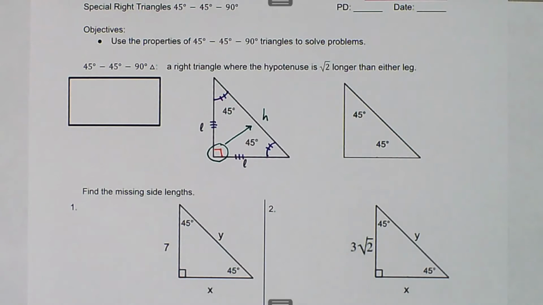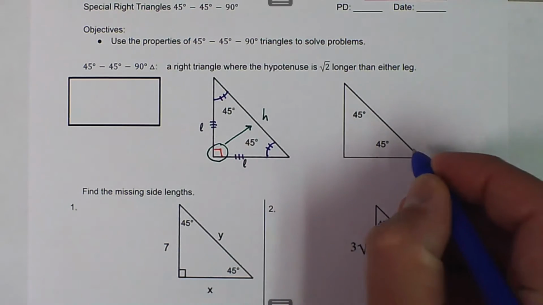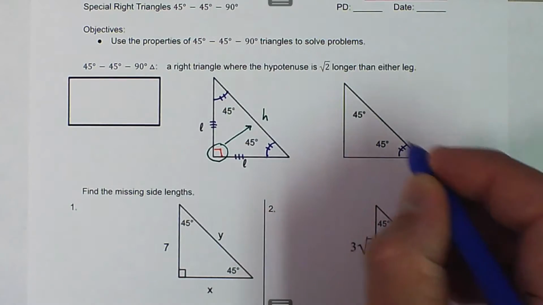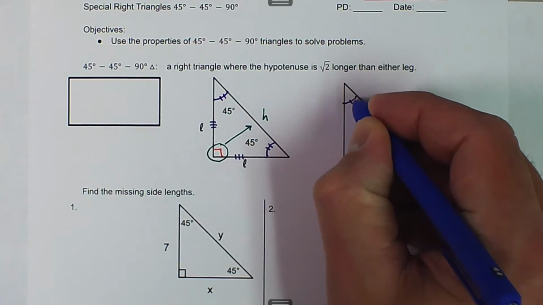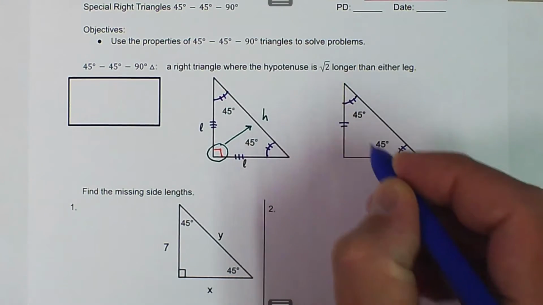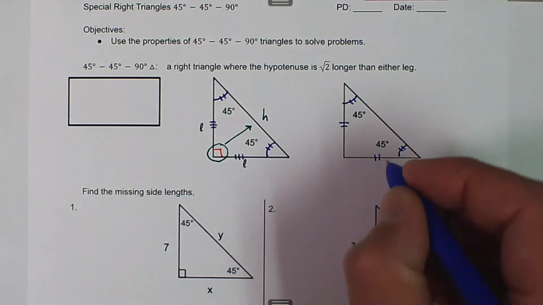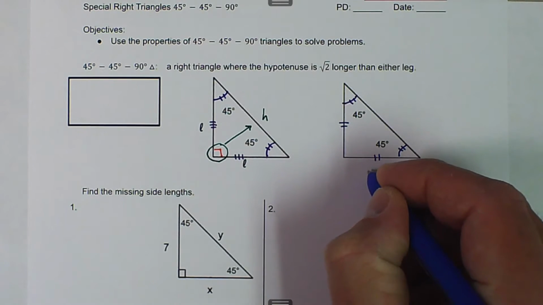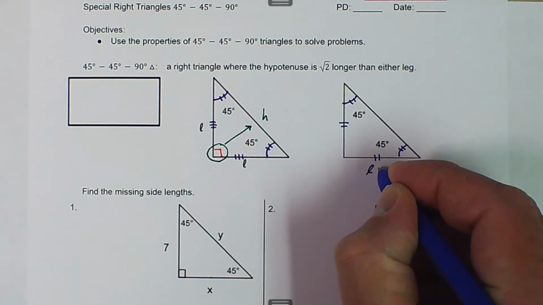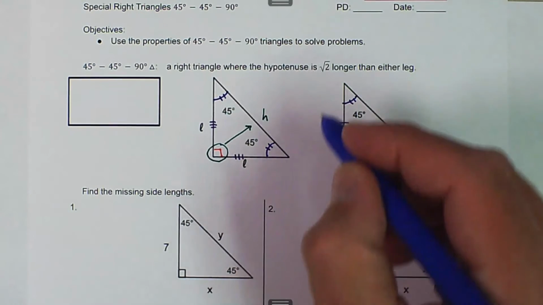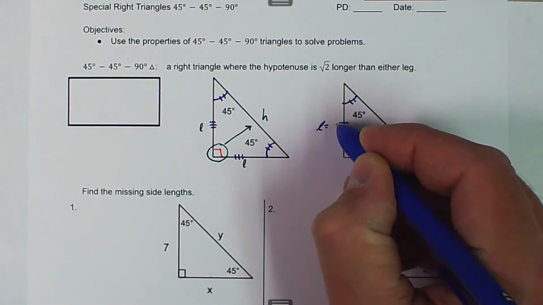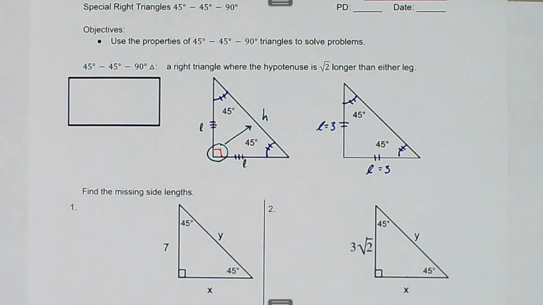we can have an example here, and this is just a made-up example. Again, because it's 45, 45, these angles are congruent. So that's an isosceles triangle. So that means that these two sides are congruent. So we're just going to make up two side lengths. And so in this case, our leg, represented by L, is going to be equal to 3. And that's going to be the same thing on this side.